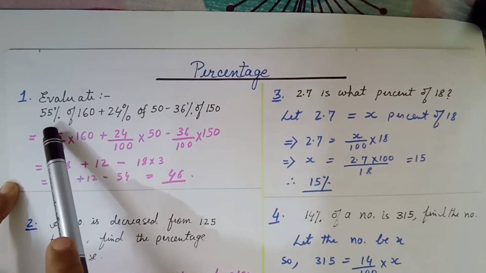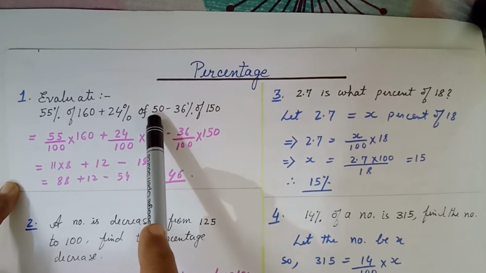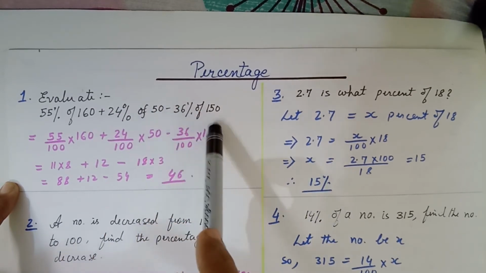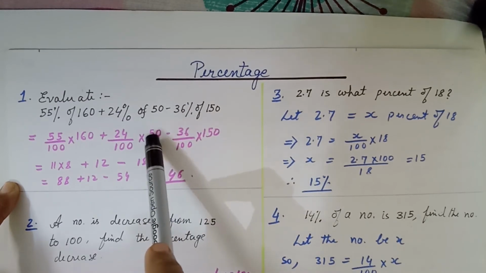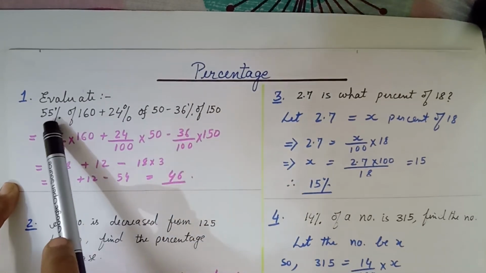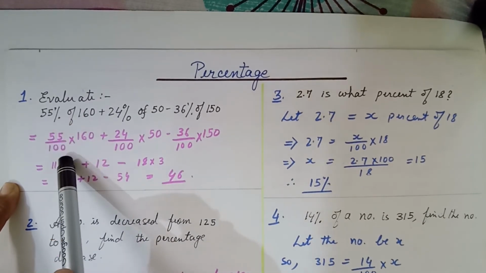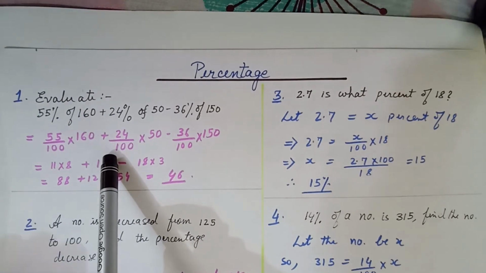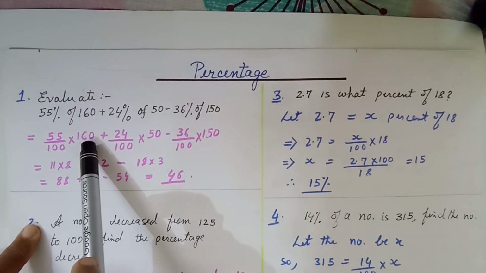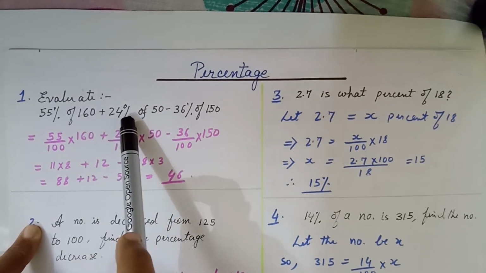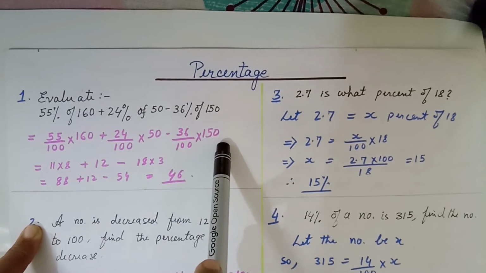Evaluate 55% of 160 plus 24% of 50 minus 36% of 150. Now this I have used so that I can also explain to you about BODMAS. 55% means 55 by 100, for every 100, 55 by 100. Of, if you go to BODMAS in my video, of means multiplication. The value is copied down, 160. Repeated the same method, 24 by 100 into 50 minus 36 by 100 into 150.